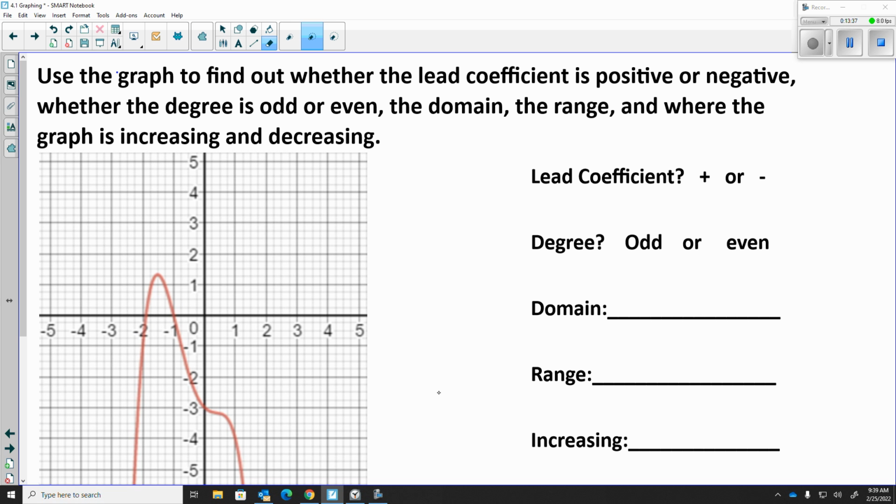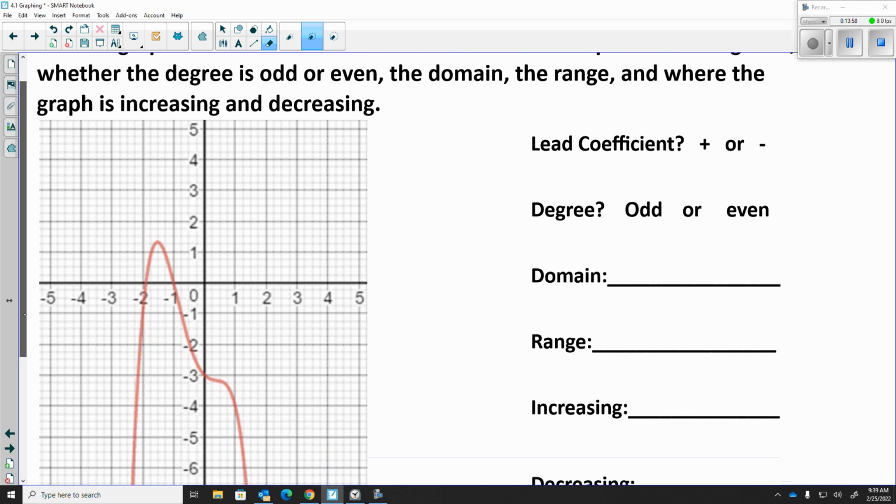Basically, this is going backwards. This time I'm given the graph, and I want to say some stuff about it. So you have all the skills to answer this question. You have every piece of knowledge you need. We're just applying that knowledge in a different way. And that's kind of what math is all about.